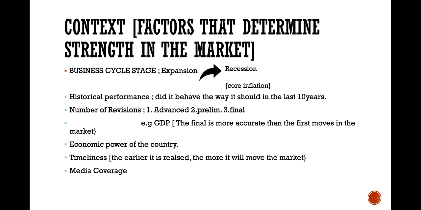Then you want to look at the numbers of revision: advanced, prelim, and final. So they look at things ahead. You have a lot of economists analyzing all of these things. So you want to look at what happened before, this previous, the forecast, and then actual. The actual data is what we are all looking at.